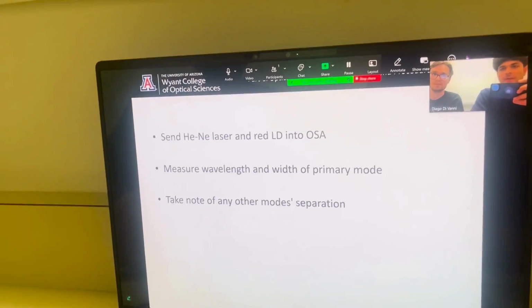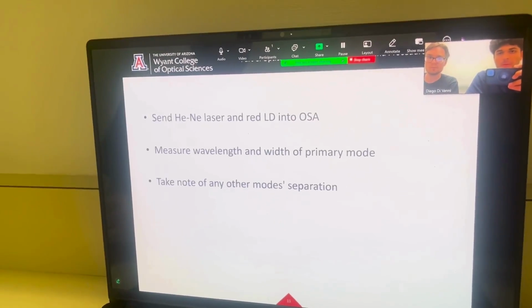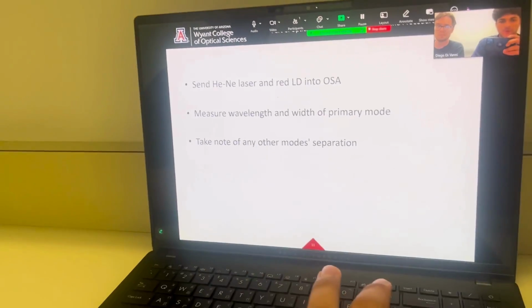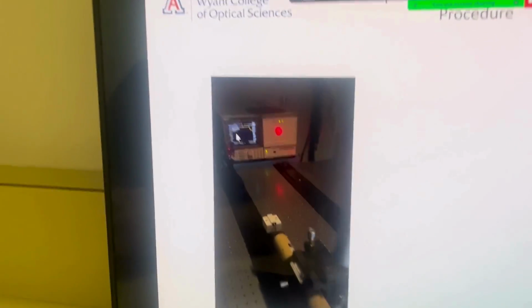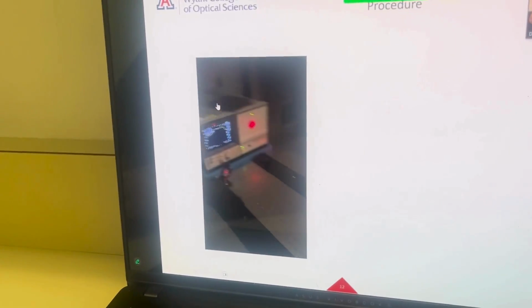So for part C, we send the helium-neon laser and a red LED into an optical spectrum analyzer. We measure the wavelengths and width of the primary mode, and we take note of any other mode separation. So here's the video of the procedure. The laser goes into the mirror, gets reflected back, and gets reflected to the optical spectrum analyzer.